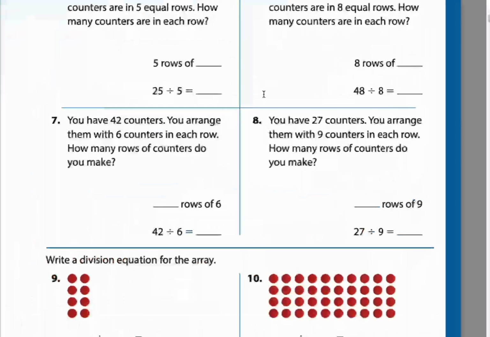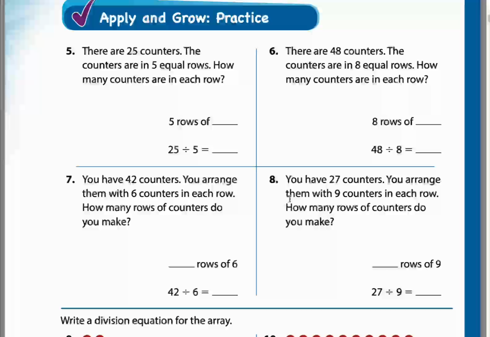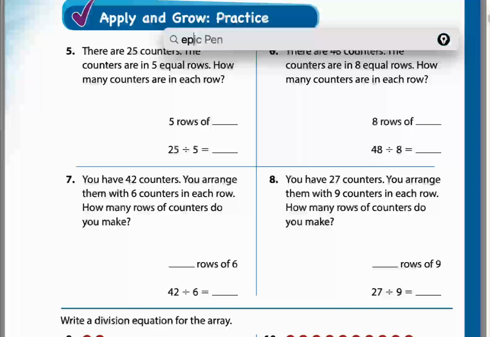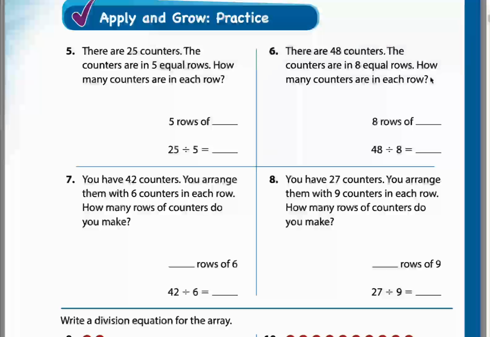Yesterday we solved questions 5, 6, 7, and 8. Let me remind you how we do this. And I will solve one of these questions to make sure that you get the main idea. Okay, let's see here question number 5. There are 25 counters. The counters are in 5 equal rows. How many counters are in each row?